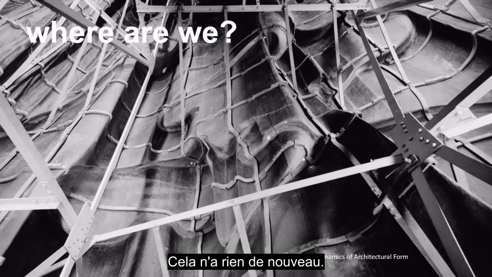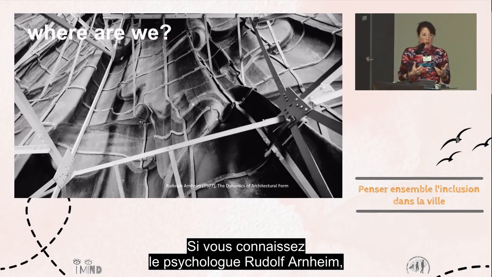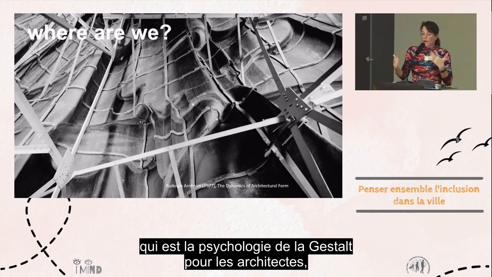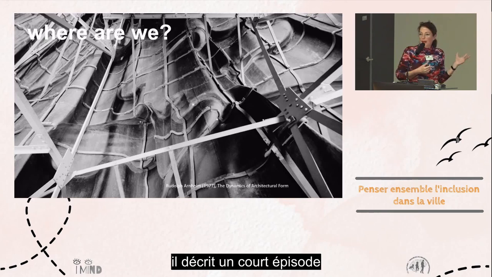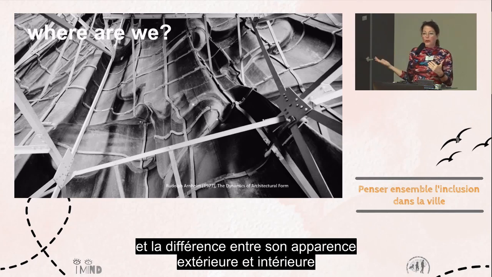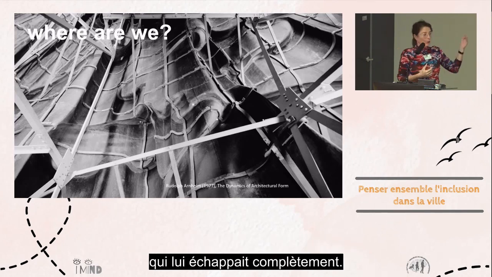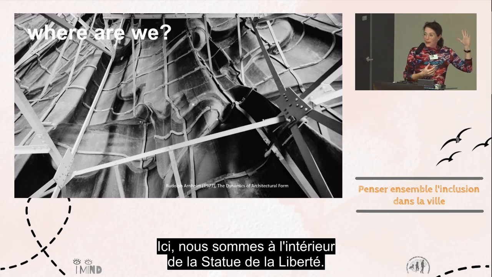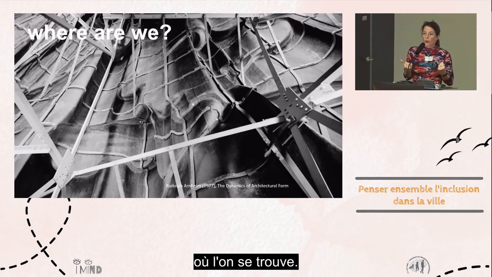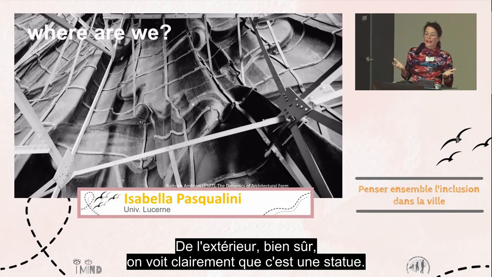And this is nothing new. If you know the psychologist Rudolf Arnheim, he described in a book, The Dynamics of Architectural Form, which is Gestalt Psychology for Architects, a short episode when he visited the Statue of Liberty and the difference between the appearance outside and inside, that he completely lost that we are inside the Statue of Liberty. So when you are in the interior, you completely lose the notion of where you are. And from the outside, of course, you clearly see that it's a statue.